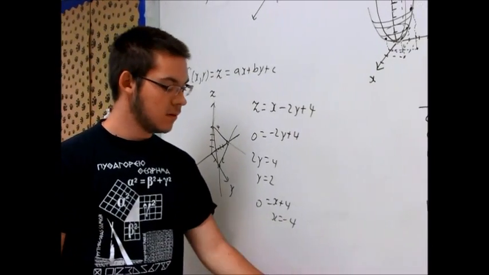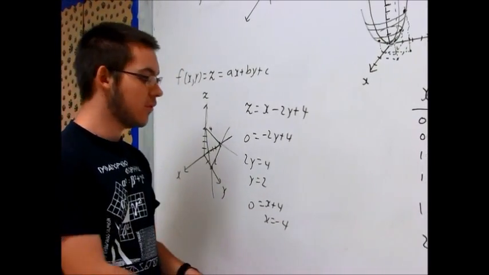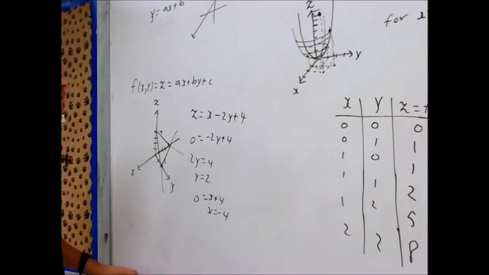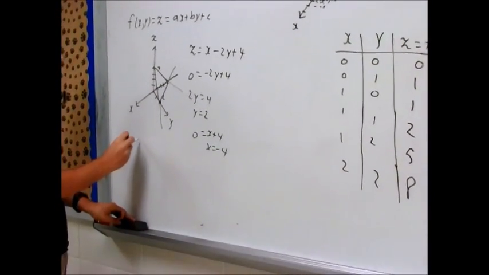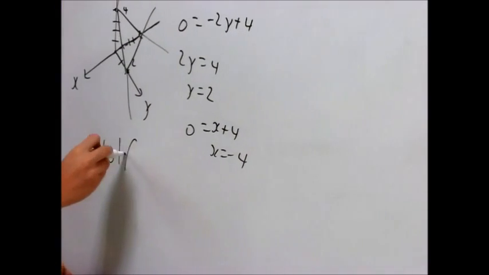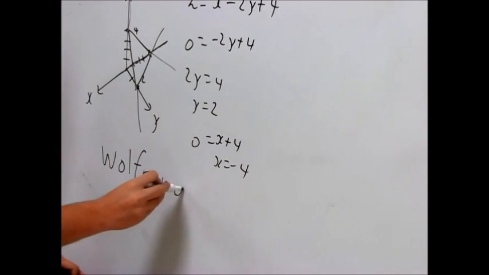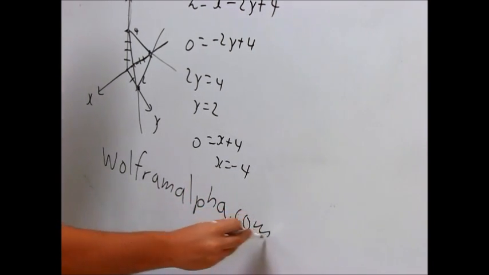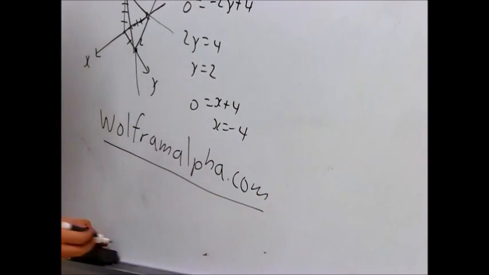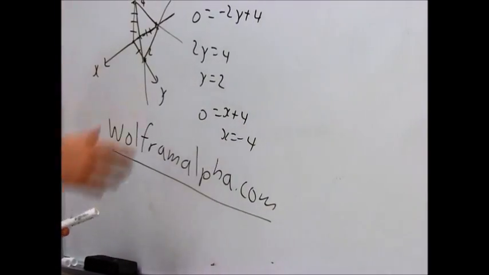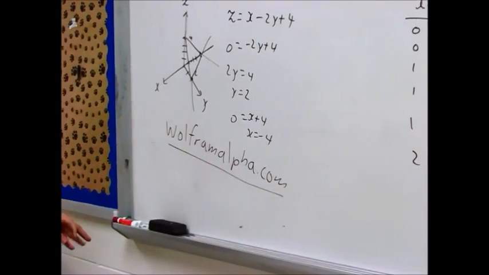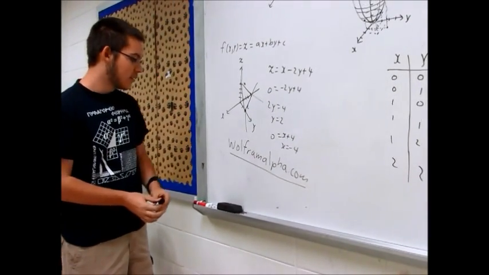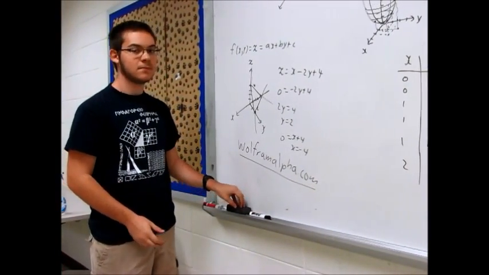And one thing I would recommend if you want to see more visualizations of these is to go to the website wolframalpha.com, and then you can see, if you type in an equation like this, it'll show you a graph. It'll also show you a contour plot. So if you want any extra examples, you can just go there.